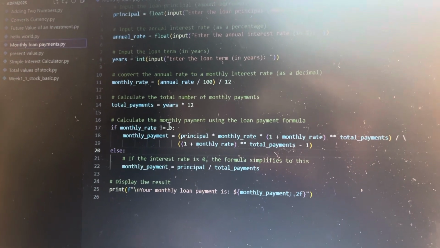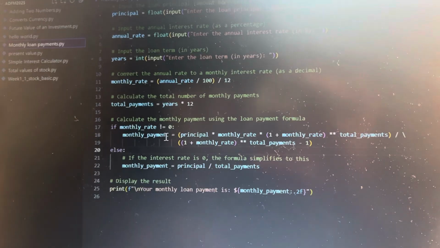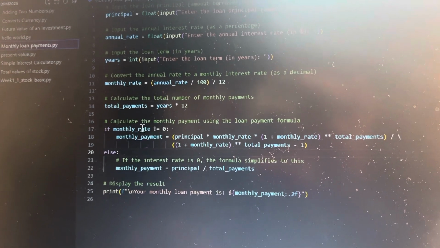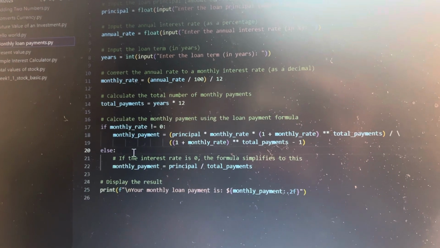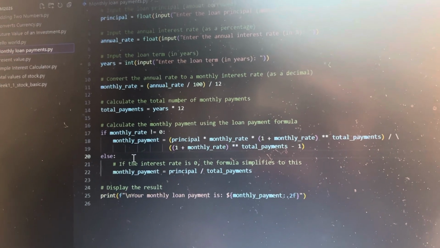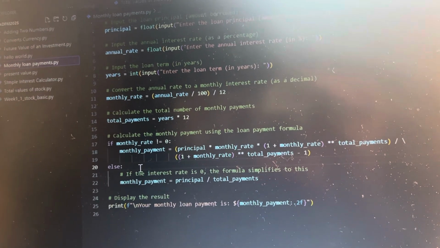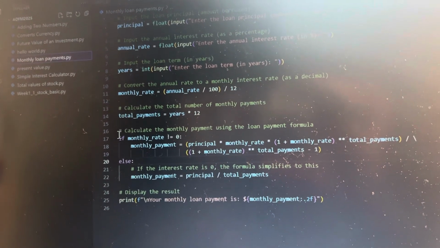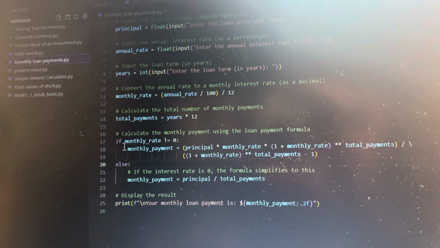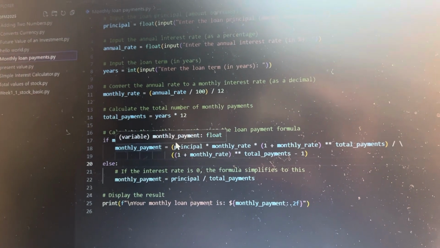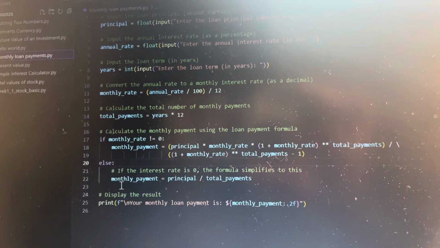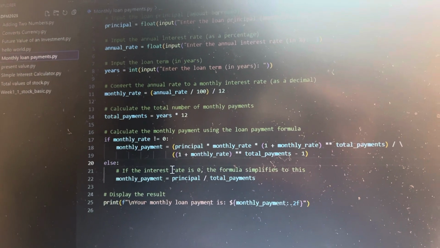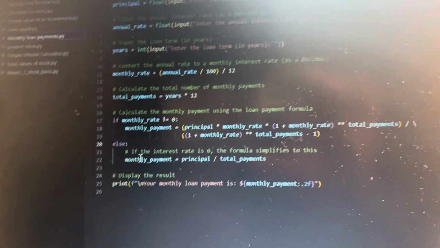Lines 11 through 13, these lines are the loan payment formula. This line 14, this else, is a special case handling that tells Python what equation to use, and so does that if right there in line 11, where if the monthly rate does not equal 0, then we're going to use this. If the monthly rate does equal 0, then you're going to use this equation.